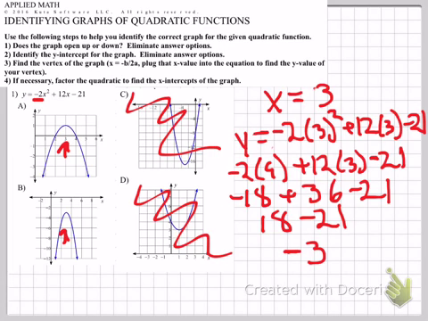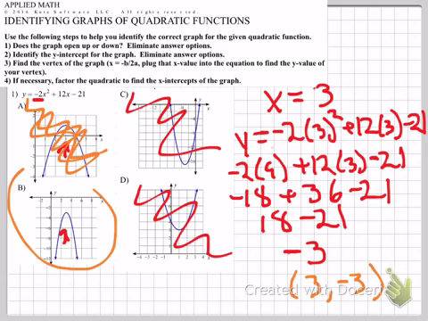So in our example here, we want to identify the graph with the vertex 3, negative 3. If we look at A, the y value for our vertex is 1, so we can mark that one out, leaving us with B as our graph.